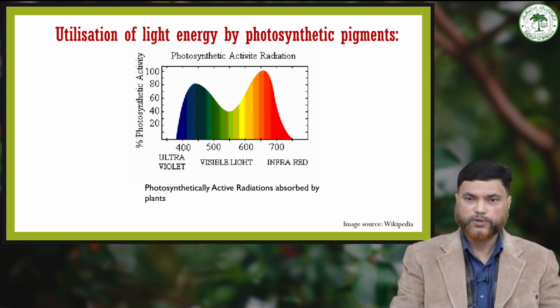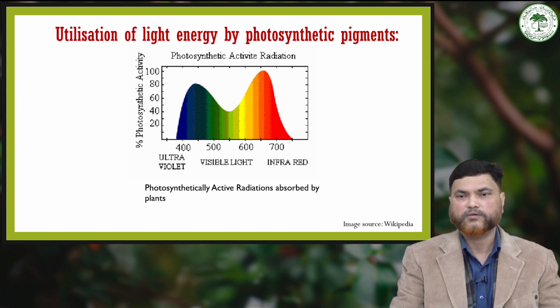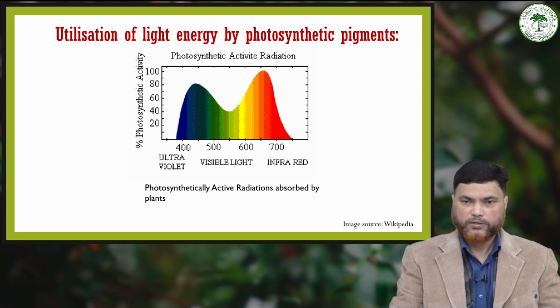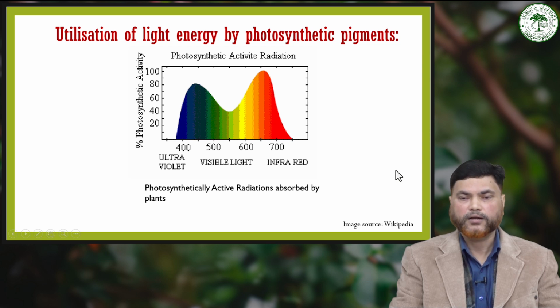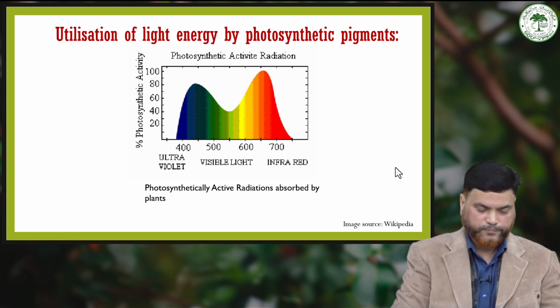So photosynthetic pigments absorb light energy only in the visible part of the spectrum, and that ranges between 400 to 700 nanometer. And these radiations are photosynthetically active radiation. There is very weak absorption by pigments in the green part of the spectrum, so it is mostly reflected, and hence chloroplasts appear green in color.